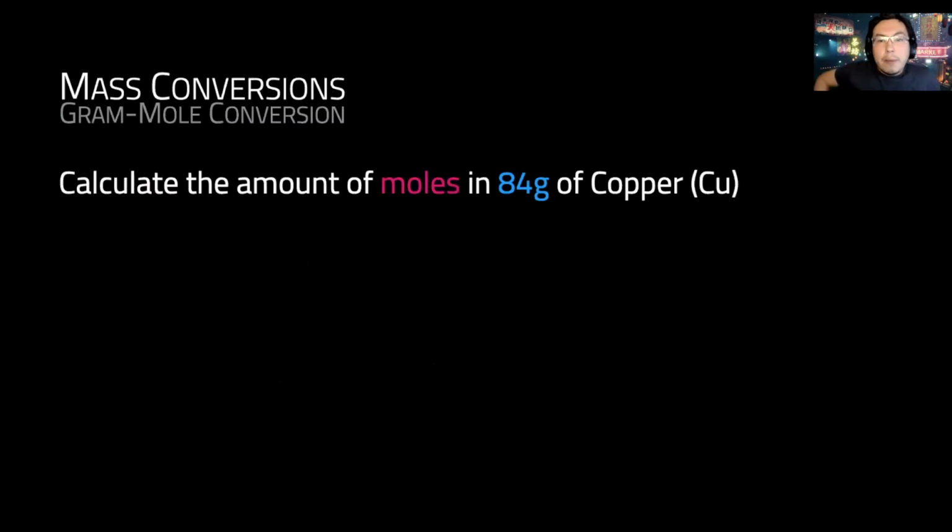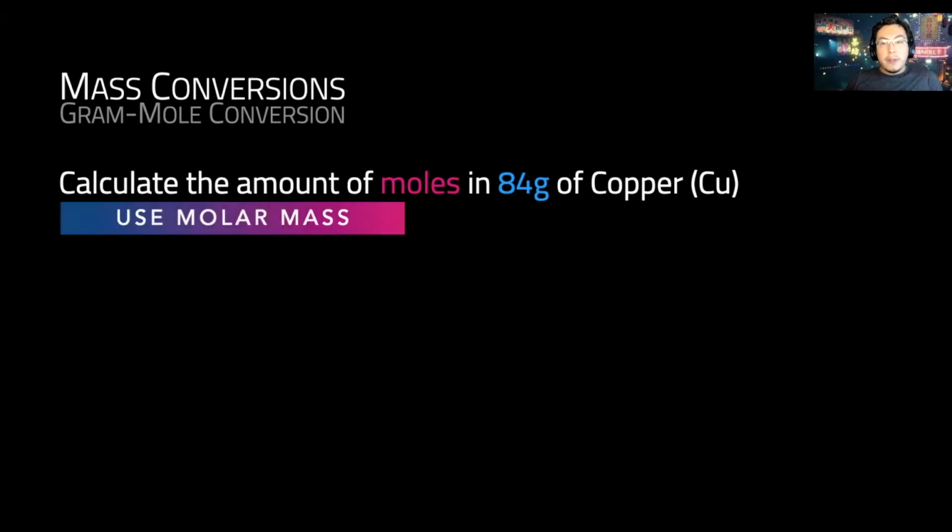So let's do these examples in here. It says calculate the amount of moles in 84 grams of copper. So copper, what is copper? Copper is an element, and you can find it in the periodic table. So the first thing that we need to know is if we're going to be using molar mass or the Avogadro's number.